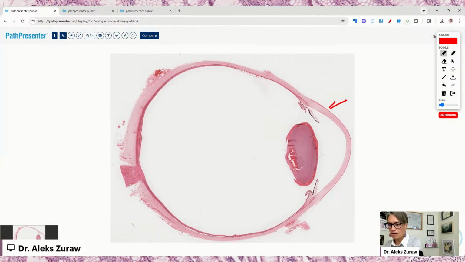Come on. Okay, from the outside to the inside. This is going to be our neural, nervous tunic. So this is fibrous. I cannot stand it, guys. I wanted to write.